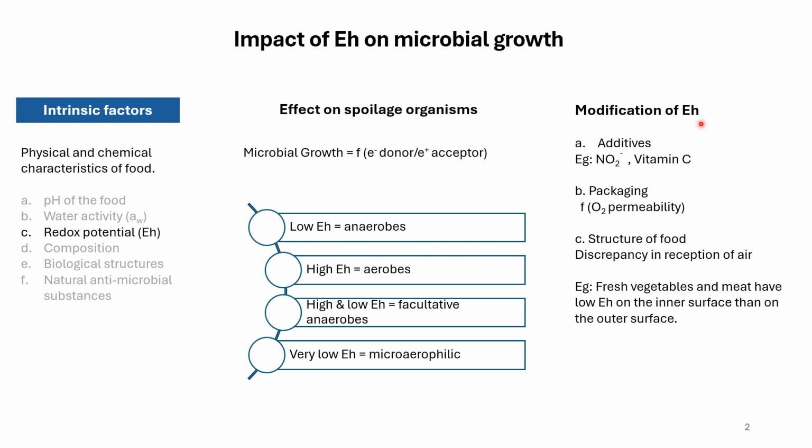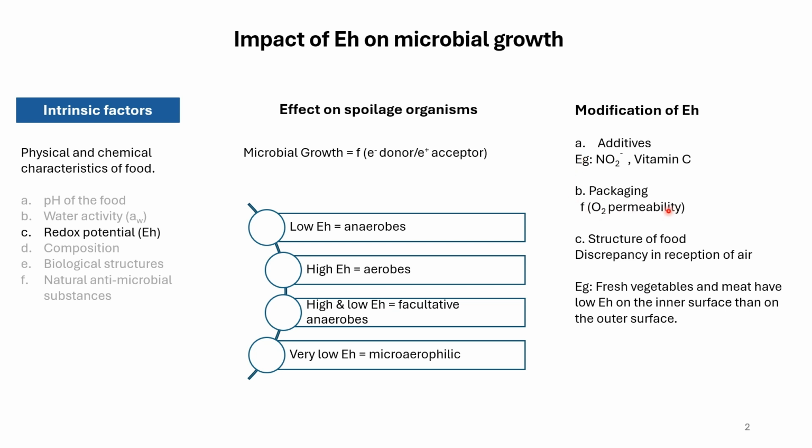Now, how can this be manipulated in order to extend the shelf life of the product? Firstly, by adding additives like nitrite. So you have oxygen, which is one of the most important electron acceptors. That is the one which is responsible for causing microbial growth. Now, if you substitute oxygen with something like nitrite or vitamin C, they compete with oxygen for the electron. And in fact, nitrite can accept electrons more easily than oxygen. So it helps in shelf life extension.